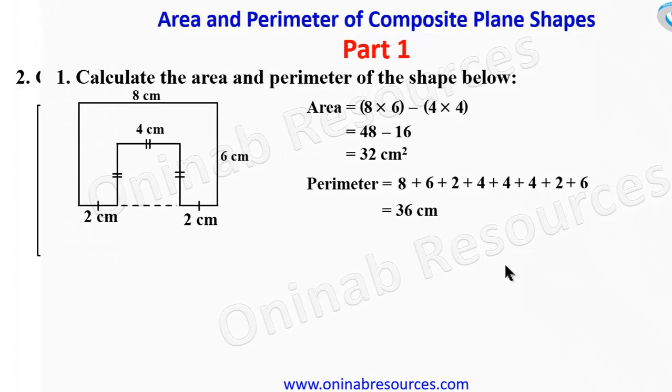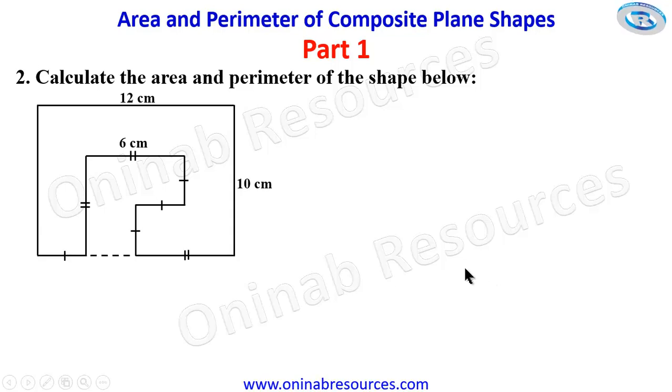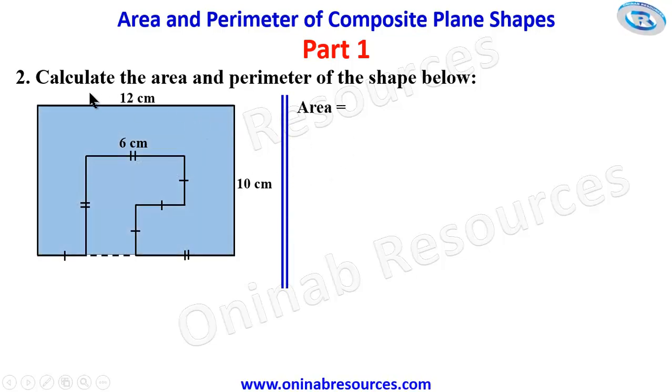We then go to problem 2. For problem 2, calculate the area and perimeter of the shape below. Also, we have 3 shapes here. We have the rectangle inside, and this is a square. So to calculate the area here, we are going to find the area of the entire rectangle, find the area of the rectangle inside, find the area of the square inside here.